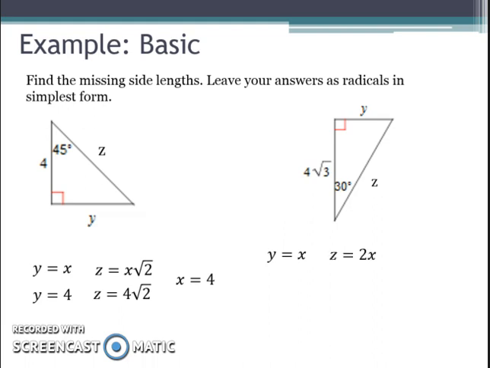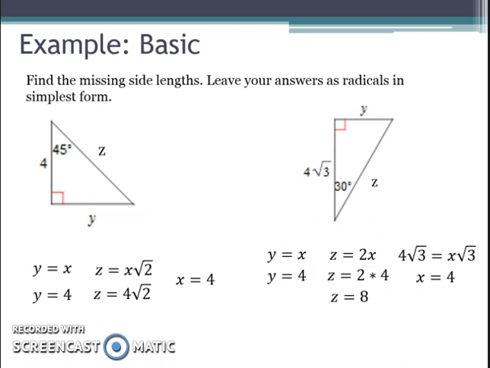And I know that the long leg, 4 square root of 3, is x square root of 3, which is the formula for that side. Looking at this, I know I can solve for x in that last equation. I'm just going to divide by the square root of 3 on both sides, and I find that x is 4. Well, now that I know what x is, y is also 4, and z is 2 times 4, which is 8.